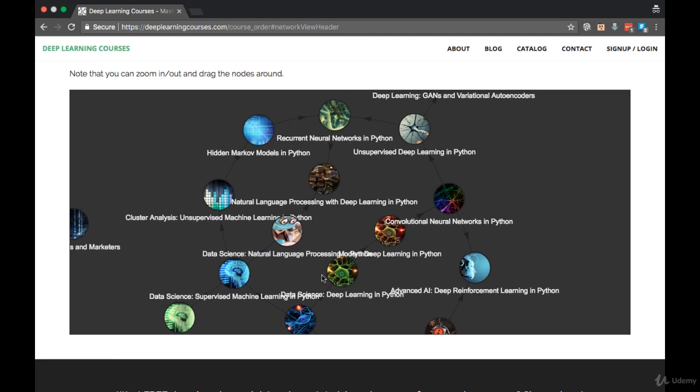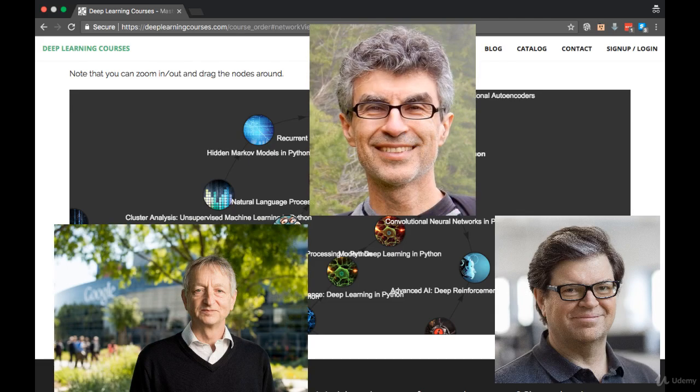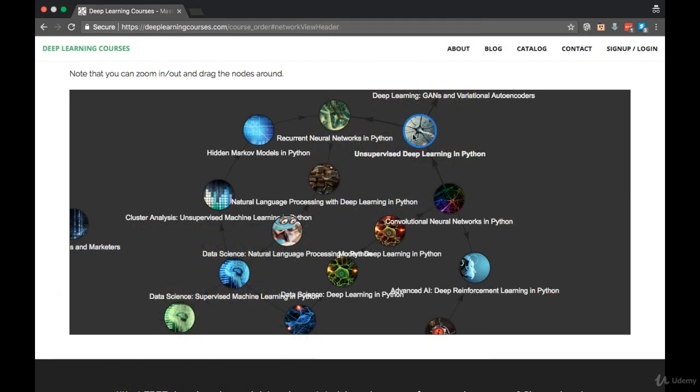So after convolutional neural networks, we take a detour into unsupervised deep learning. Unsupervised deep learning isn't very popular with beginners, but it should be. If you look at the experts of deep learning like Yann LeCun, Yoshua Bengio, and Geoffrey Hinton, they all talk about how important unsupervised deep learning is.